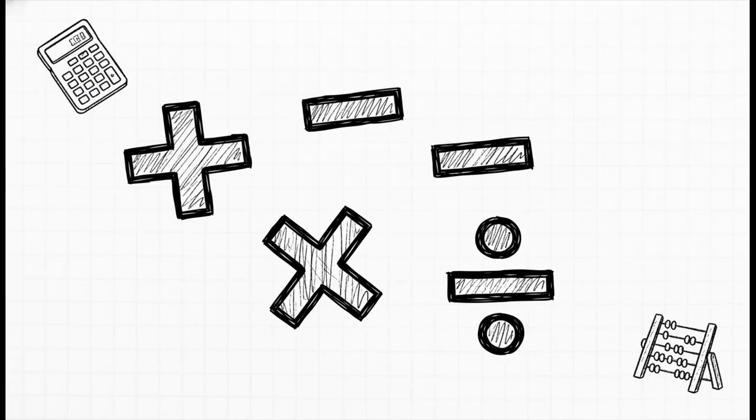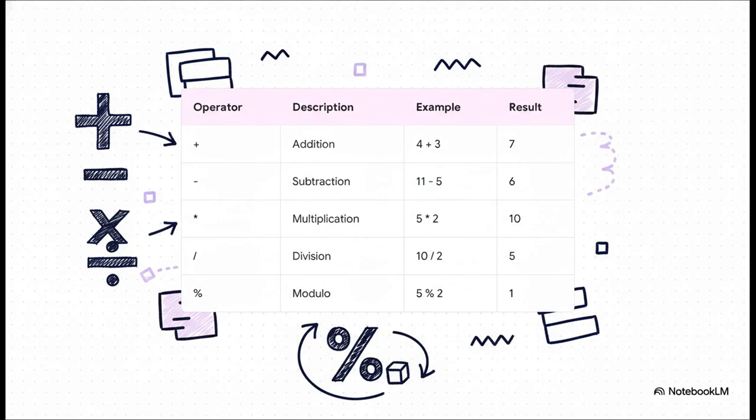Let's start with the easy ones, the ones you definitely already know from math class. These are the operators we use for all our basic number crunching. And here they are, the usual suspects. You've got your addition, subtraction, multiplication, and division. No surprises there. The one that might be new to you is modulo, that little percent sign. All it does is give you the remainder after a division. So 5 divided by 2 is 2, with a remainder of 1. That's your modulo. Simple as that.